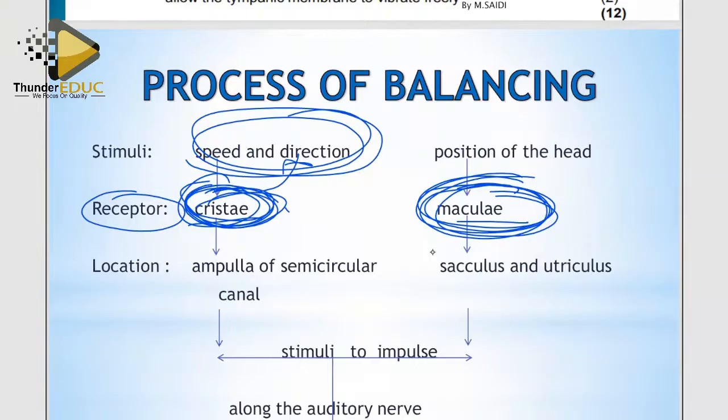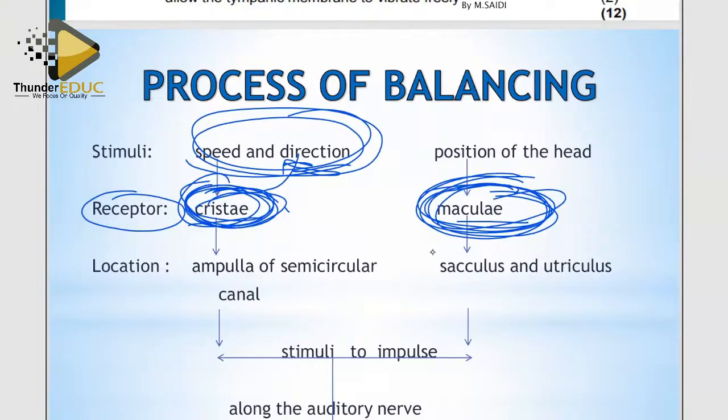But when you nod the head, you are changing the position, isn't it? Yes. But if you shake your head, you are changing the direction of the head. When you shake it, you're changing the direction. Well, when you nod it, you are changing the what? The position. So when you change the position, what is stimulated? It is the maculae.